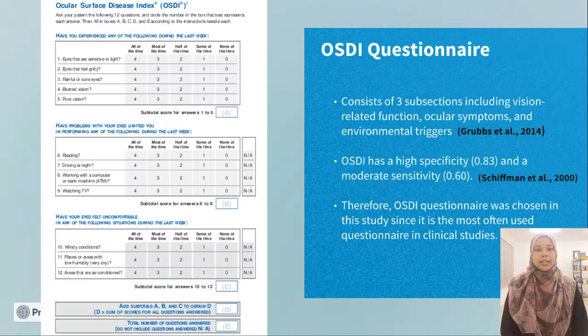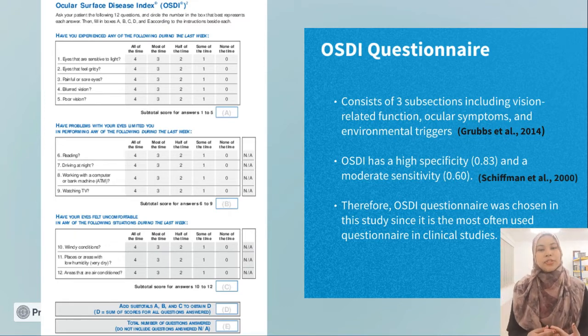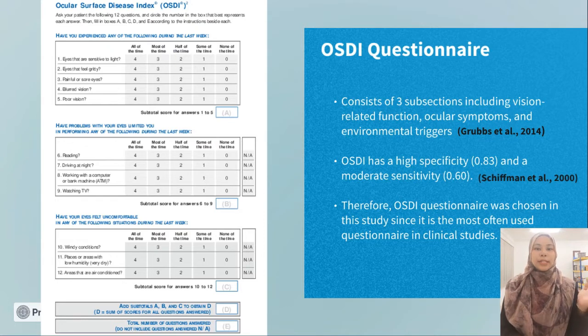The next questionnaire is the Dry Eye Questionnaire, which is the OSDI questionnaire. OSDI is a 12-item questionnaire that evaluates dry eye symptoms and their impact on vision-related functions during the past week. It also consists of 3 subsections including vision-related function, ocular symptoms, and environmental triggers, compared to other questionnaires, which only assess symptoms perceived by patients.